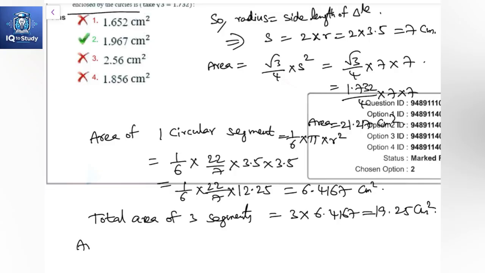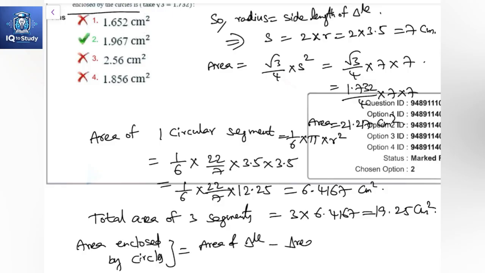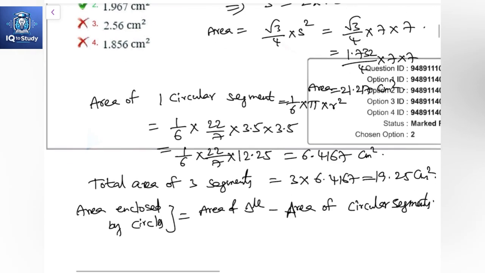And finally, the area enclosed by the circles is equal to the area of the triangle minus the area of the circular segments, which is equal to 21.217 minus 19.25. After simplifying we get 1.967 centimeters square.